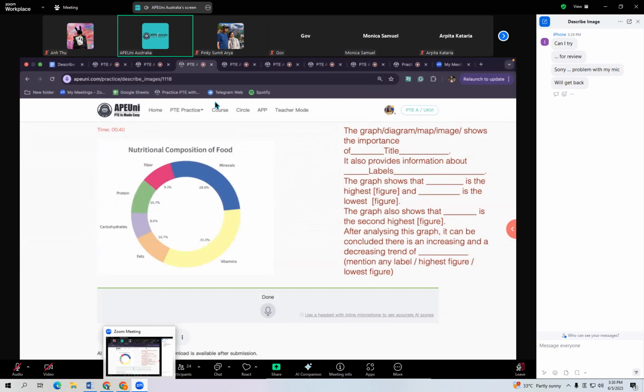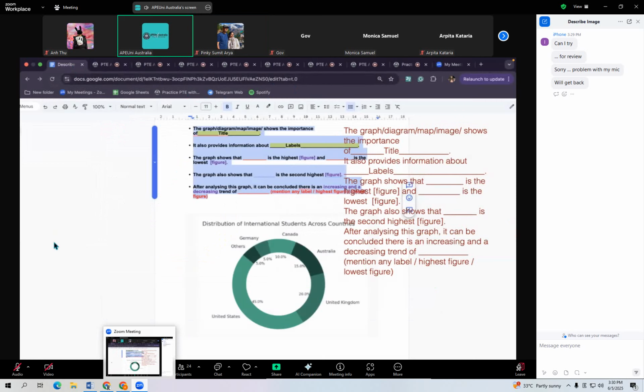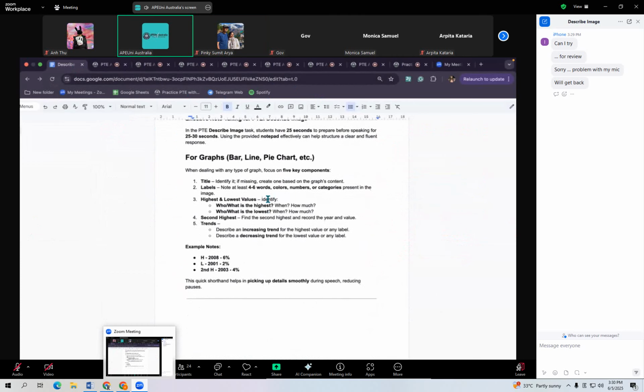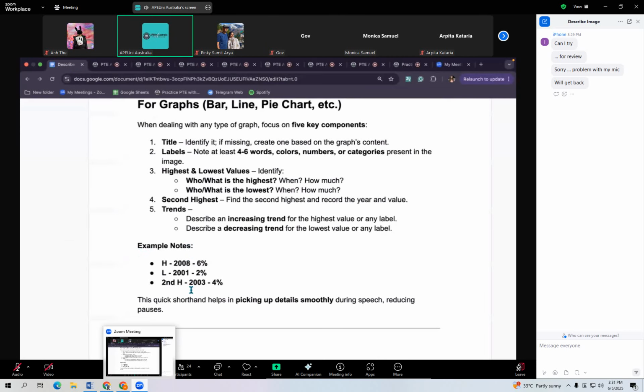Yes, so then what did we do, guys? We have finished how to do bar graph, line graph, and pie chart, right? We are done with this portion. Also, again, remember, this is how you can take your notes. If you take the notes, it will help you to pick up the details smoothly during your speech, and it also will help you to reduce your pauses as well. Please remember, we are not speaking really, really fast or really, really slow, right? We always stick to a point where it's not too fast, not too slow, somewhere really very much in the middle. Okay, that's what we are trying to do.